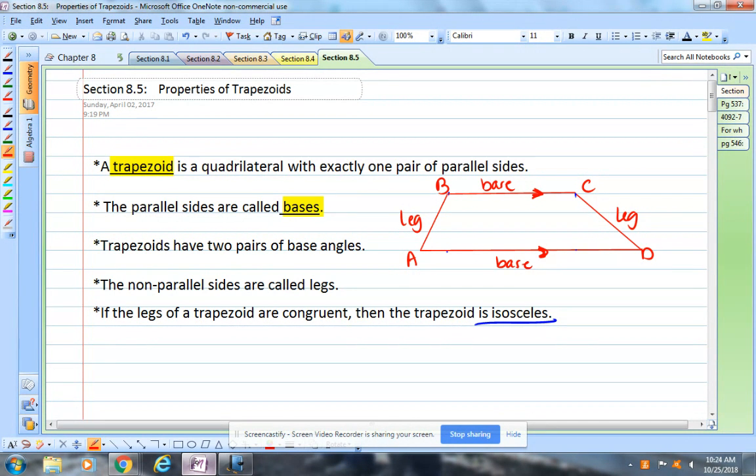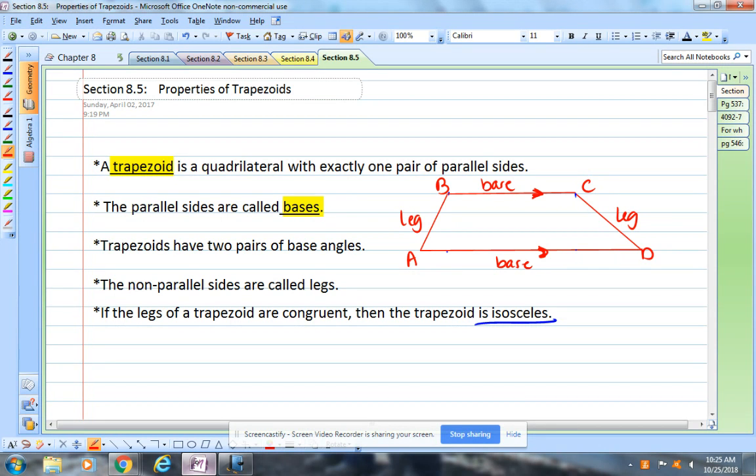So today we're going to talk about another quadrilateral called a trapezoid. Now, a trapezoid is not a parallelogram because it only has two sides that are parallel. So a trapezoid is just a quadrilateral. It's not a parallelogram, even though it does have two sides that are parallel.